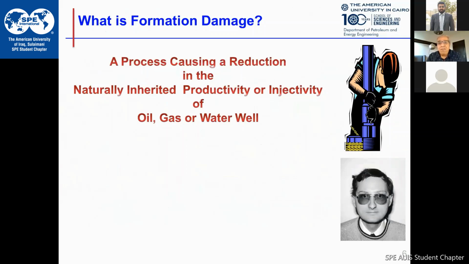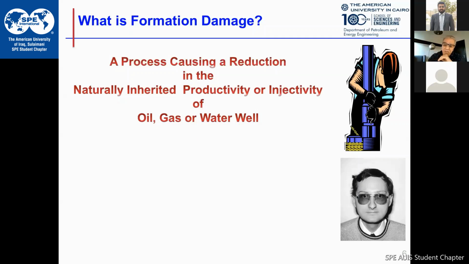What's the definition of formation damage? Basically, formation damage is a process causing a reduction in injectivity or productivity of the well. So in here, two things, because the fluid can go in both directions, either be produced or injected in case of enhanced recovery. So formation damage eventually affects both these phenomena.